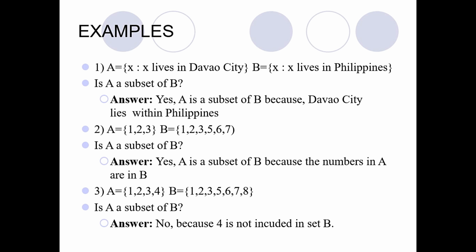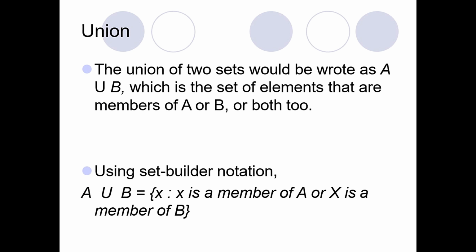Now, let's go to number 3. If the set A has the list of members such as 1, 2, 3, and 4, while set B has the list 1, 2, 3, 5, 6, 7, and 8, is A a subset of B? In this example, our answer is no, because in set A, we have 4 as an element. However, in B, 4 is not a member of B. So it is not included in set B. Therefore, A is not a subset of B. Okay, I hope you got that, my dear math learners.